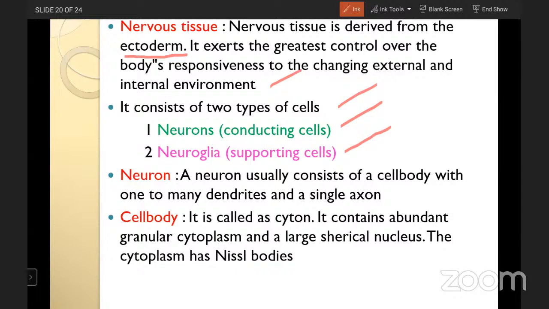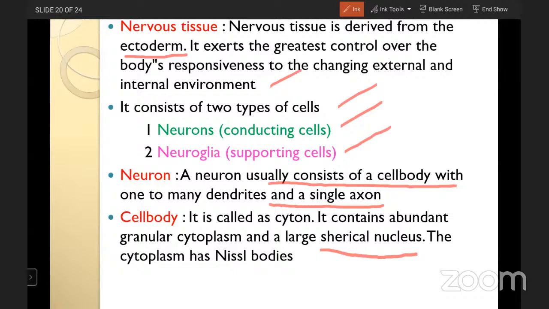First let us go for the neurons. Already you learned in the 10th class, 9th class, a number of times about neuron structure. A neuron usually consists of a cell body with one to many dendrites and a single axon. The cell body is called the cyton. It contains abundant granular cytoplasm and a large spherical nucleus. The cytoplasm has Nissl bodies.